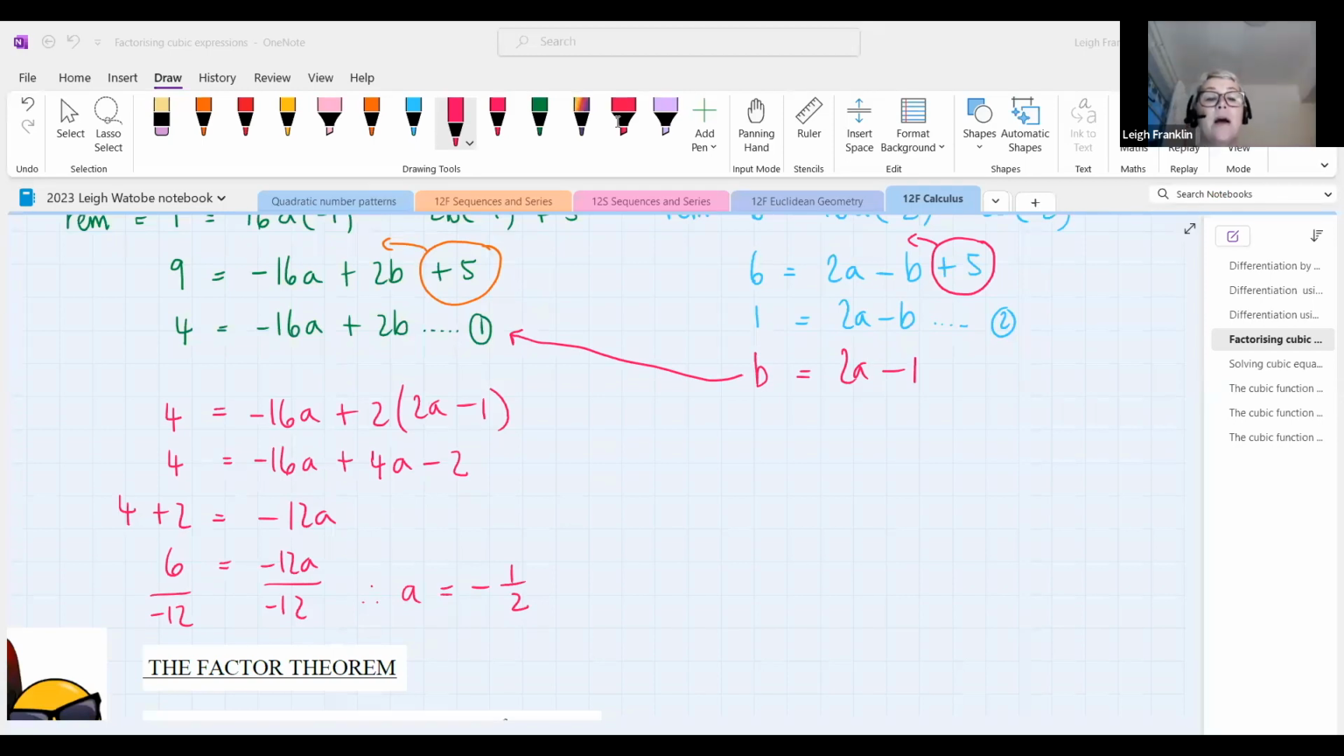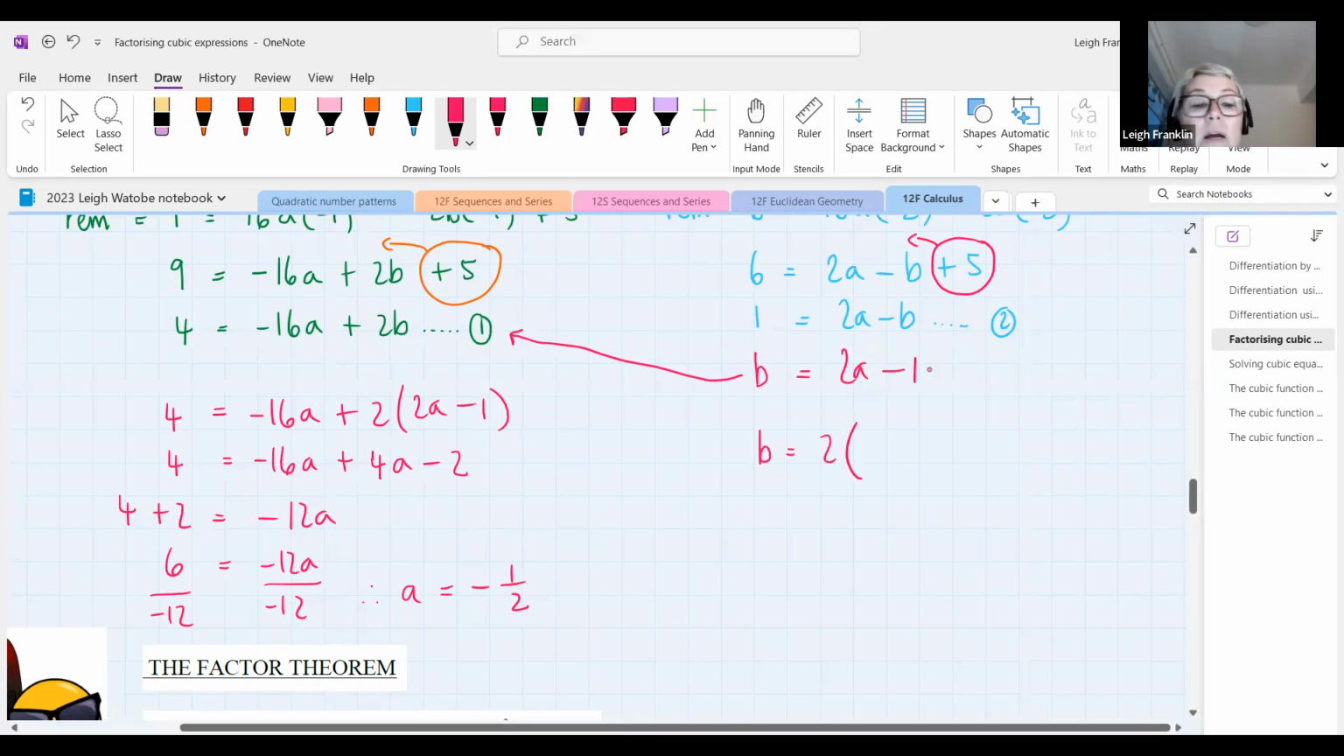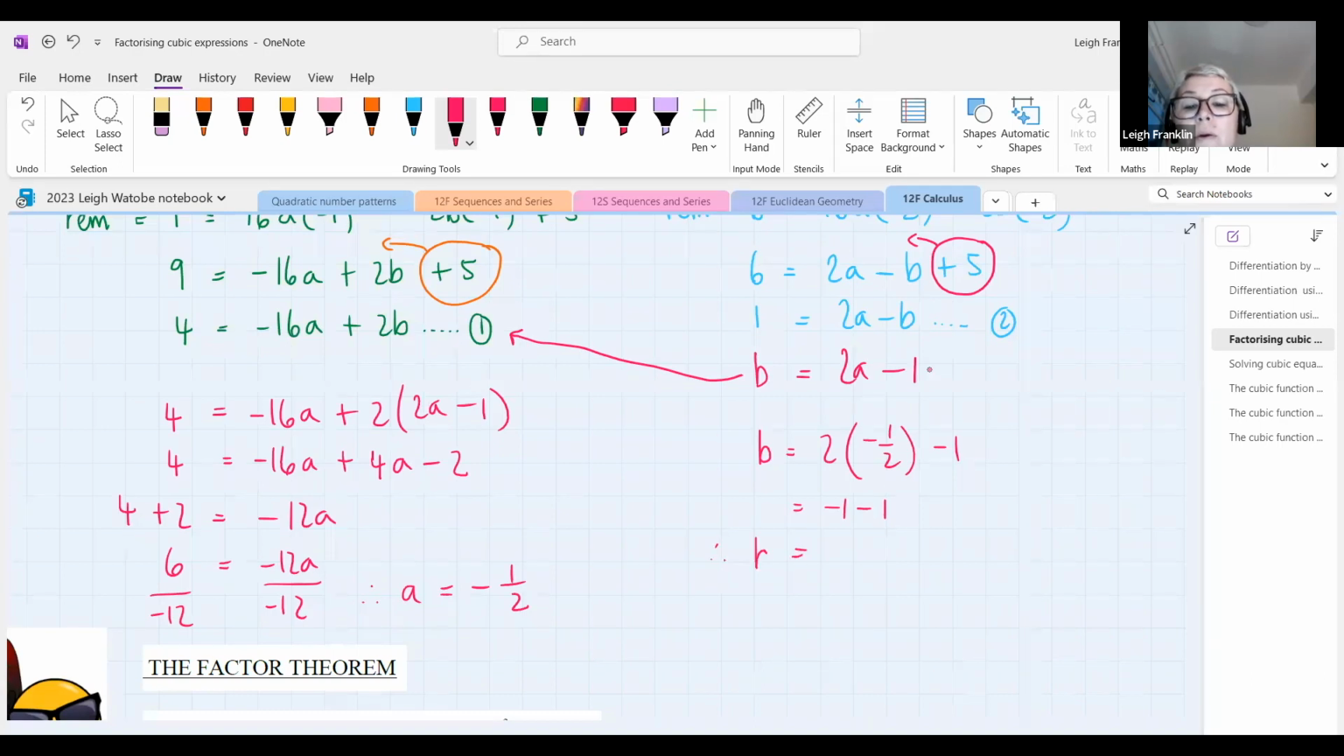And then we can use our other equation to work out the value of b. So b would be equal to 2 times the value of a, which is -1/2, and then we take away 1. This would give us -1 minus 1, so therefore b would be equal to -2.